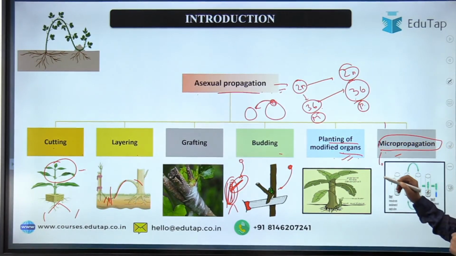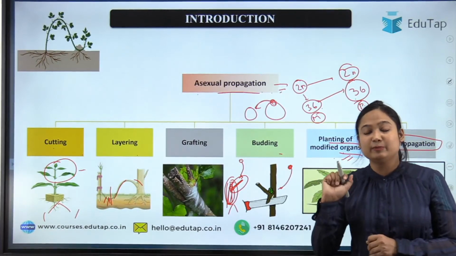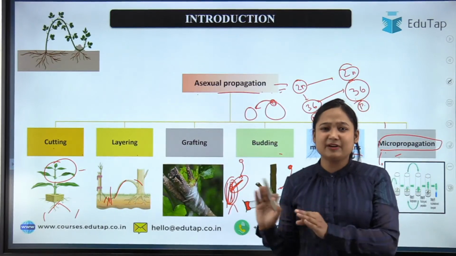Now talking about micro propagation. It's a kind of tissue culture. We take any tissue from the plant and we grow it into a full plant. So again, this is an advanced one. But I think everybody has a rough idea what we are going to study.